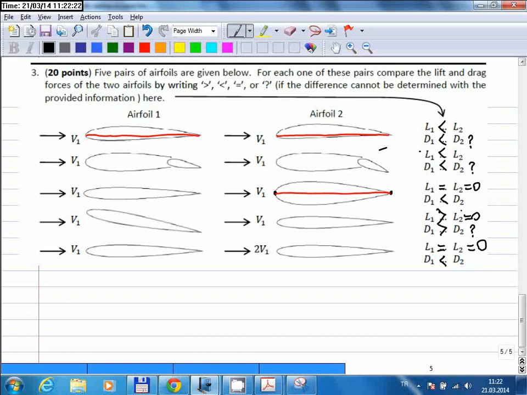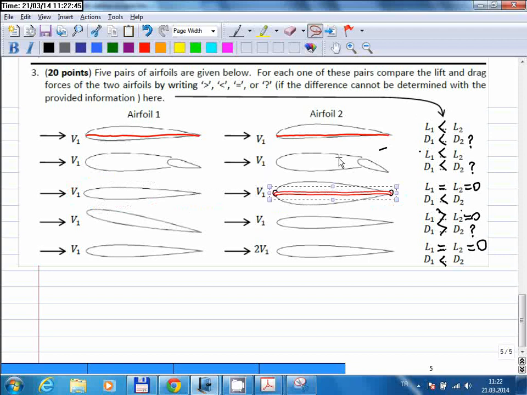So if in the third row, if there was an angle of attack, then we wouldn't be able to say anything for sure. So in that case, it would be just best to put a question mark, because the angle of attack will obviously give you more lift force, but you have two airfoils with different thicknesses. So we can't really say anything for sure.